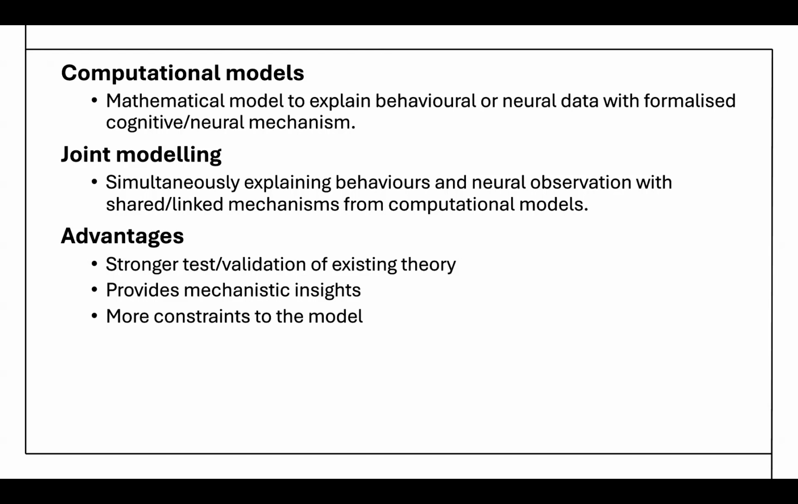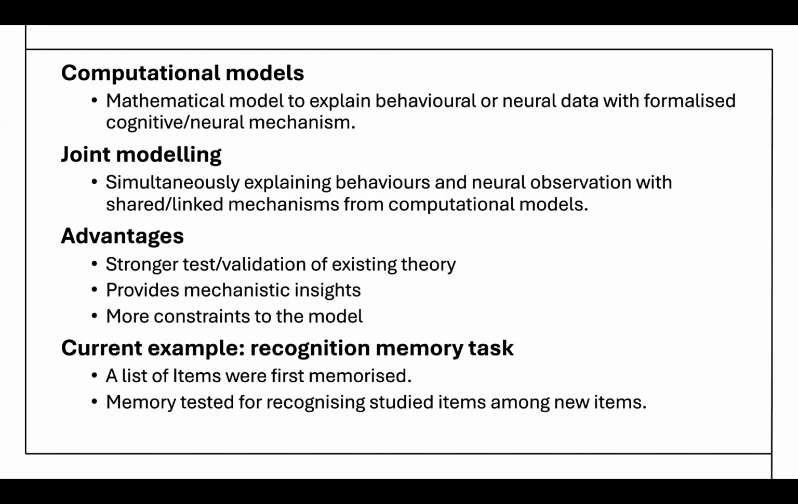So why we're doing this, some of the advantage will be simply those mathematical models itself are stronger tests or validation of existing theories, and it provides some mechanistic insights into the neural observations and signatures. And finally, by including more data to be accounted by the model, we essentially include more constraints to the model as well. Today, I'm using some of my work with the recognition memory task, which is a simple memory task where a participant first remembers a list of items and they're later being cued to recognize those study items along with new items.